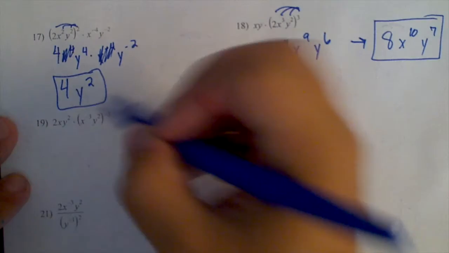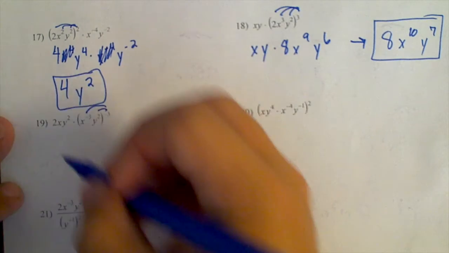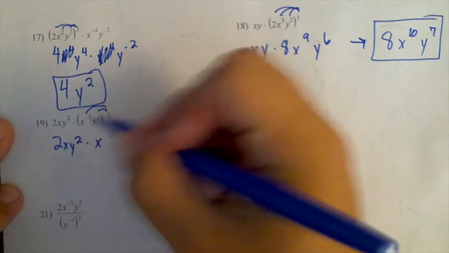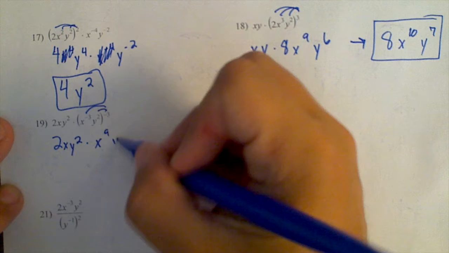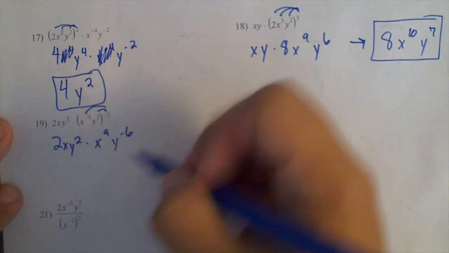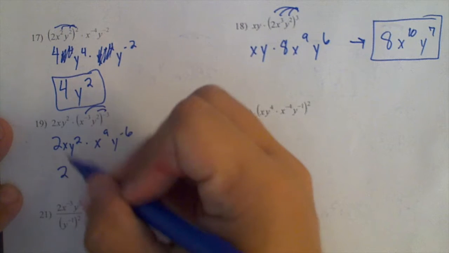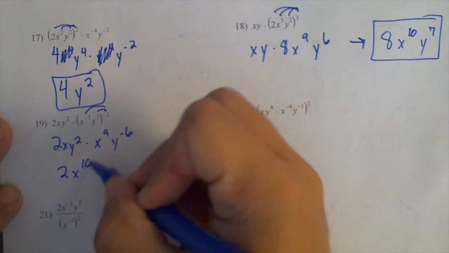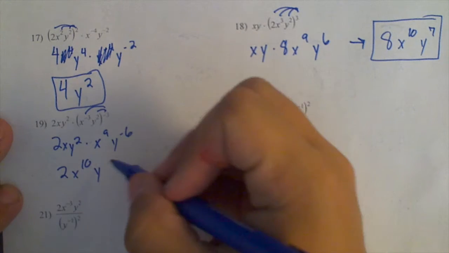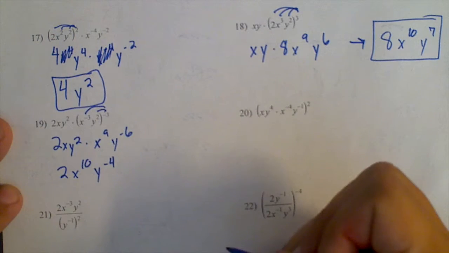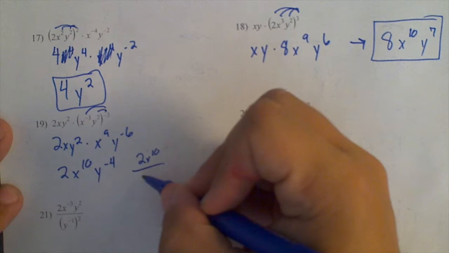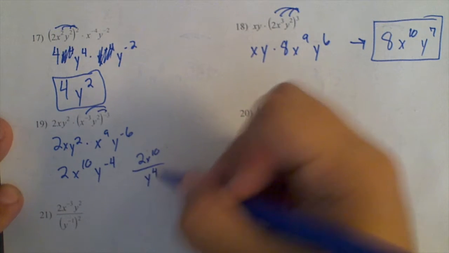On 19, same thing. Apply that negative 3 everywhere. Keep the base, multiply the exponent. Positive 9, negative 6. So I will have 2. On the x's, keep the base, add the exponents. On the y's, keep the base, add the exponents. 2 plus negative 6 is negative 4. I need to move my negative exponent to the bottom, and it becomes positive.